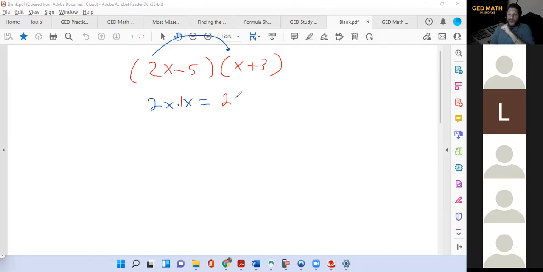So 2x, we're gonna need some help. x squared. No, x, right. So 2x times x is 2x squared. Okay, perfect. What's 2x times 3? 6x. The next thing we're gonna multiply is minus 5 times x. What is minus 5 times x? 5x. What kind of 5x? Negative 5x. And then what's minus 5 times plus 3?